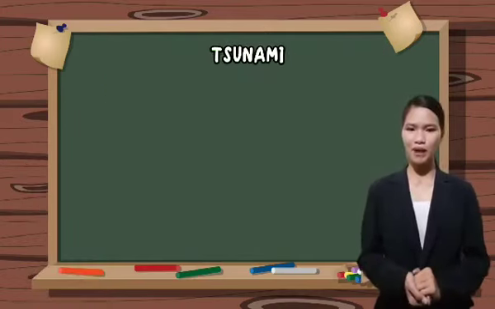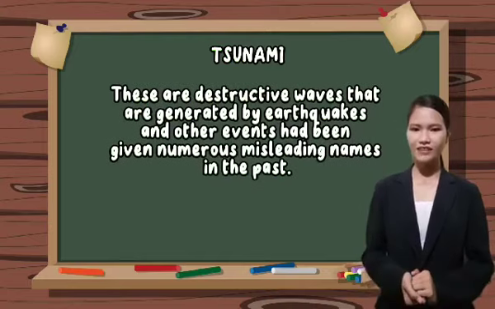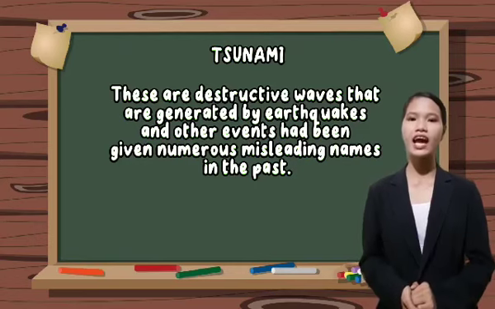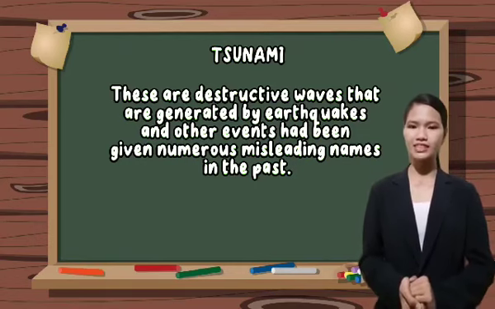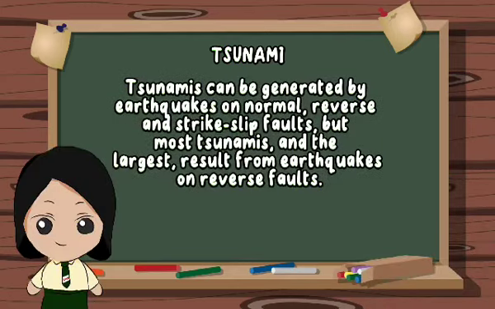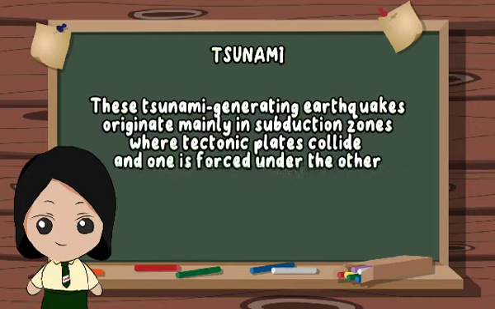Lastly is the tsunami. These are destructive waves that are generated by earthquakes, and other events have been given numerous misleading names in the past. Tsunamis can be generated by earthquakes on normal, reverse, and strike-slip faults, but most tsunamis and the largest result from earthquakes on reverse faults. These tsunami-generating earthquakes originate mainly in subduction zones where tectonic plates collide and one is forced under the other.